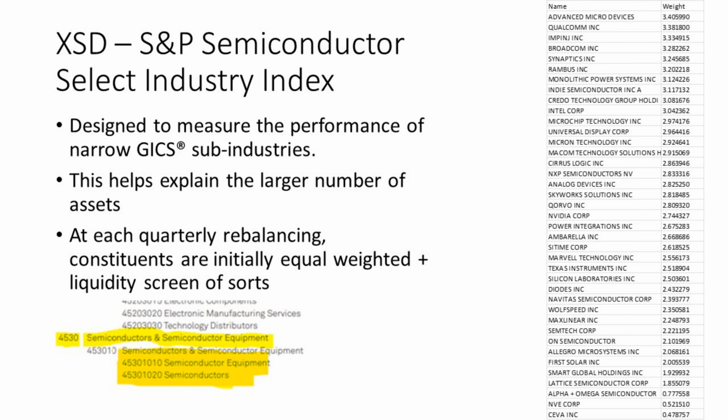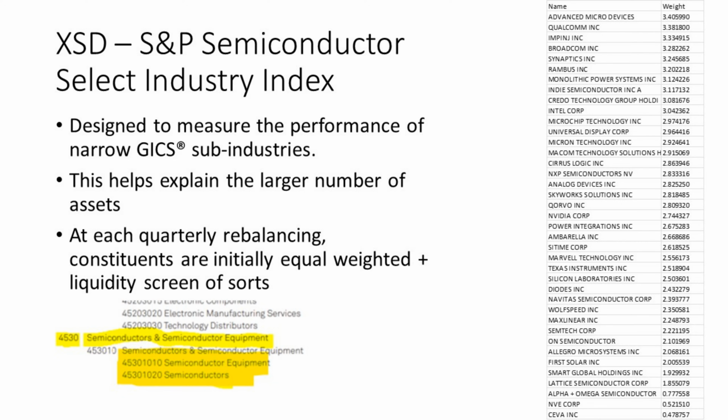Look at all the names there on the right. This is designed to measure the performance of narrow GICS sub-industries. Look at them there at the bottom, highlighted in orange. There you see semiconductor equipment and semiconductors. That's the GICS structure we talked about earlier. That's the simplest way to run an ETF, is to simply follow a particular set of GICS classifications, equal weight that thing or market cap weight it, and let it be. So the fact that they're using those classification methods helps explain the larger number of assets.